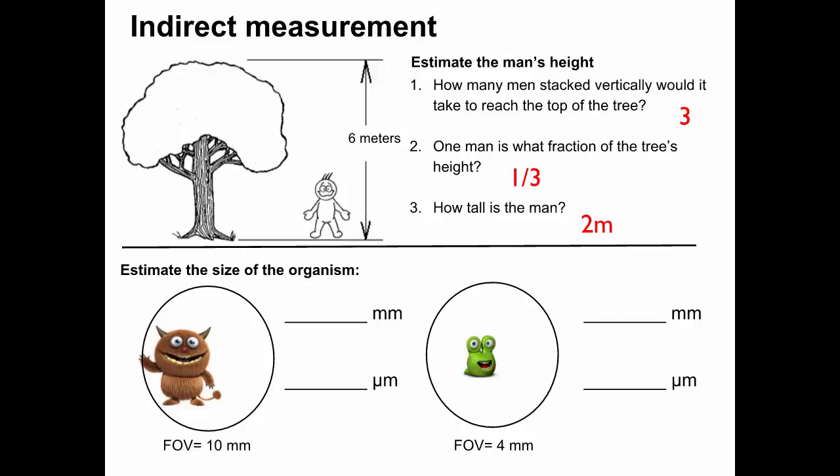So the same principle holds true for looking at things in the microscope. If I've measured this field of view to be 10 millimeters, what's the width of this organism? Yeah, about 5 millimeters. Again, these are estimates. They're not exact, but it takes up about half of the field of view. And so therefore, half of 10 millimeters is 5 millimeters. How many micrometers? 5,000.